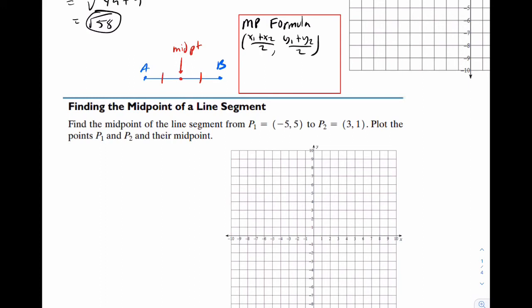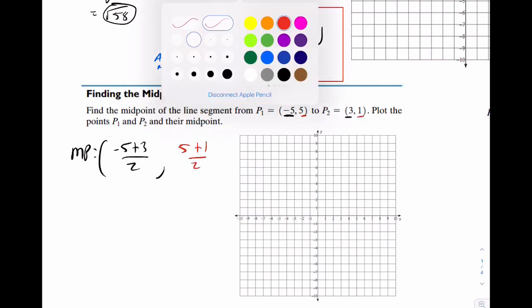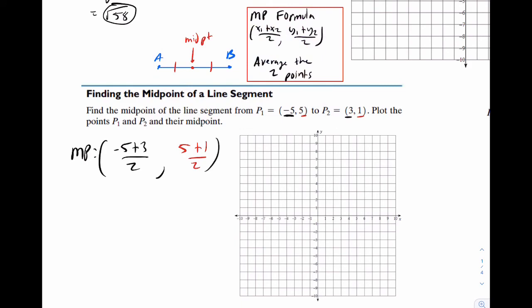Or if you just think about it conceptually, you just average the 2 points. So again, if I'm showing you mechanically, it's quite simple. The midpoint, that's going to be (-5 plus 3) over 2. You just take your x pieces right there, comma. Now take the y pieces, (5 plus 1) over 2, and reduce it. So this would be (-1, 3).